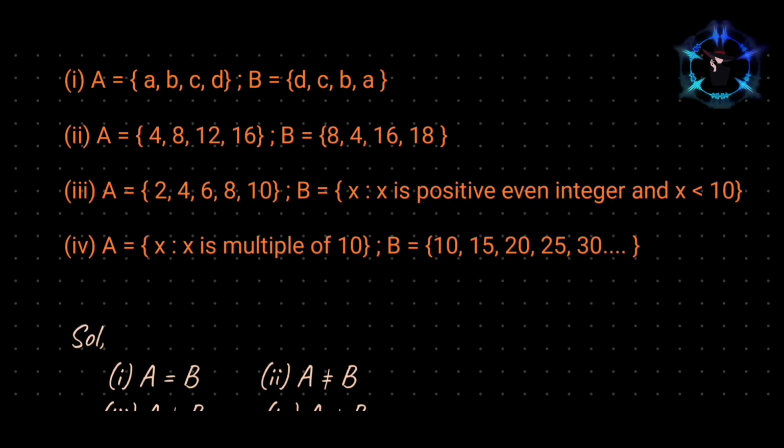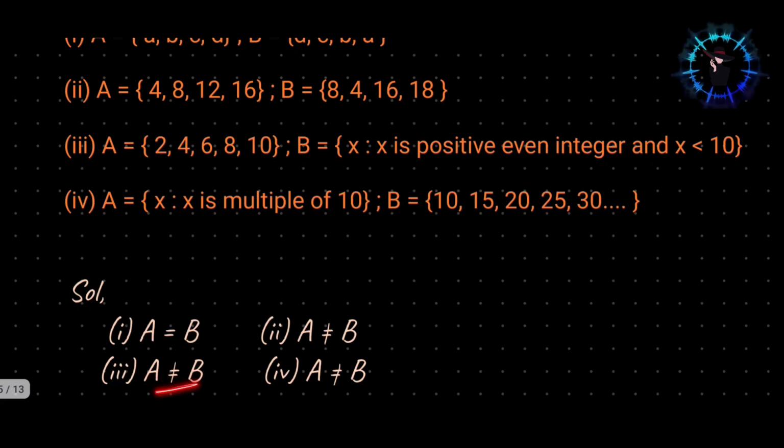So the third one is we have 2, 4, 6, 8 and 10. So what's B? Positive even integer where x is less than 10, but we also have 10 here. If it was still 8, this statement would have been true. Or if we had x equals to 10, then this statement would have been true, but we have 10 here which should be less than 10, which doesn't include 10. So it is also false, means these two are not equal. Third one is not equal.